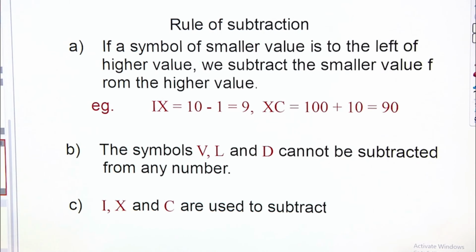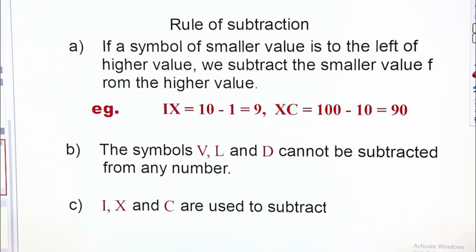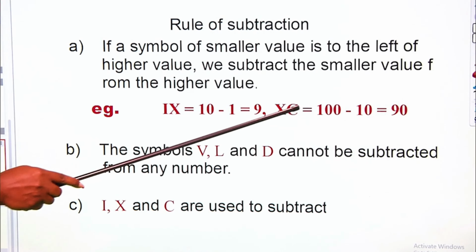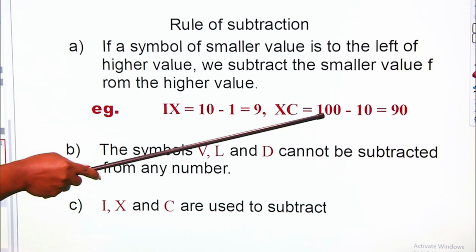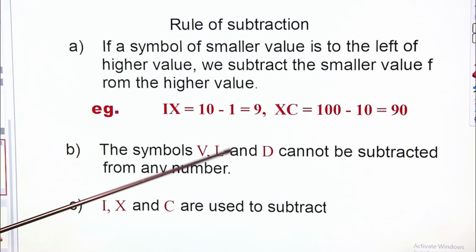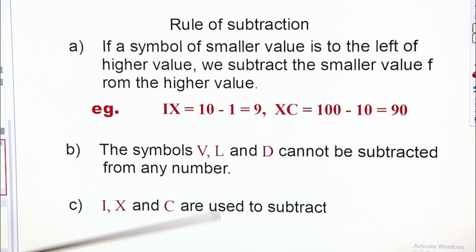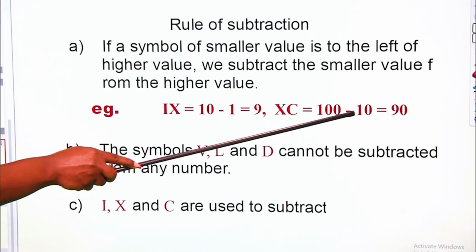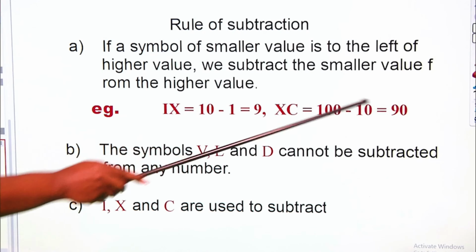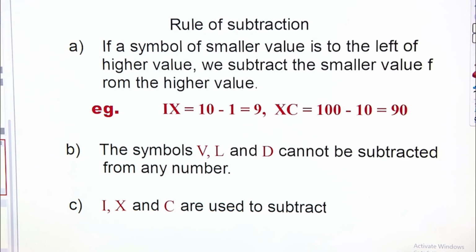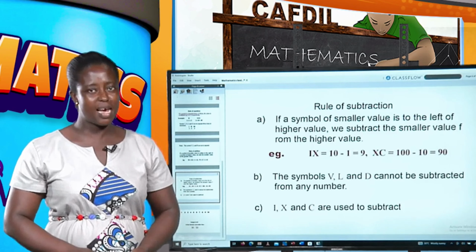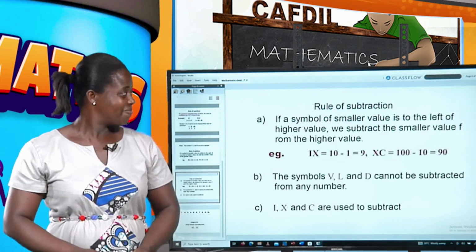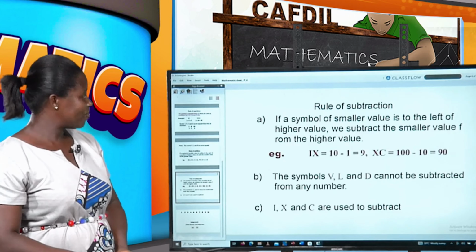So what must we do? What must we do, learners? We have to subtract X from C. And we know C is 100 and X is 10. So we subtract X from C. That is 100 minus 10. That will give us 90. So XC, wherever you see XC, it is 90. And you know why it is 90. Okay.